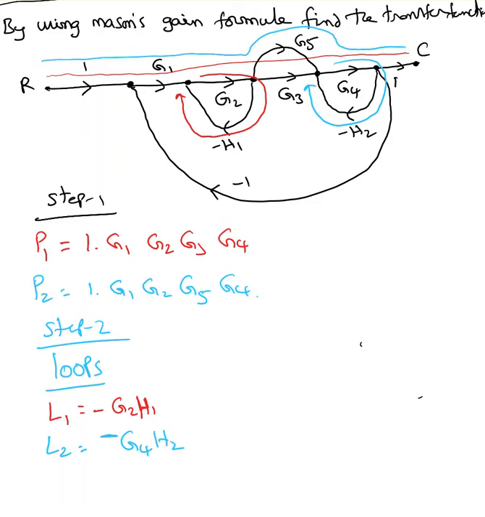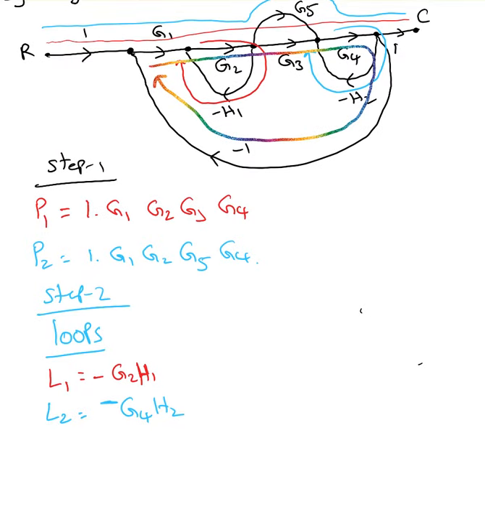Loop 3, let me show loop 3. Can I take this as loop 3? Okay, so loop 3 equals Z1, Z2, Z3, Z4 and negative 1. So basically that is negative. The feedback path has -1, so if I multiply with negative, it's negative.